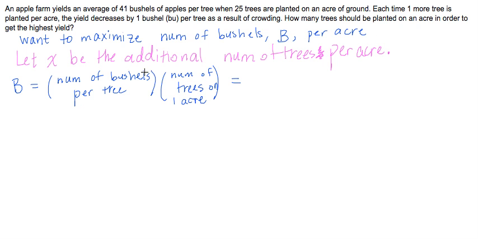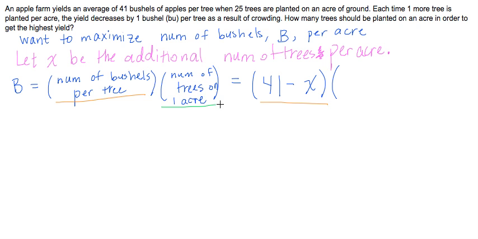Okay, so the number of bushels per tree, let's see. Right now we have 41 bushels of apples per tree. Okay, so it's 41 plus or minus something. But for each additional tree that's planted, the yield decreases by 1 bushel. So if we plant X additional trees, then we lose X bushels per tree. Okay, so that's the number of bushels per tree right there.